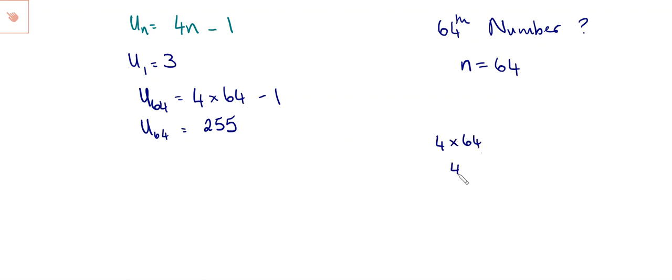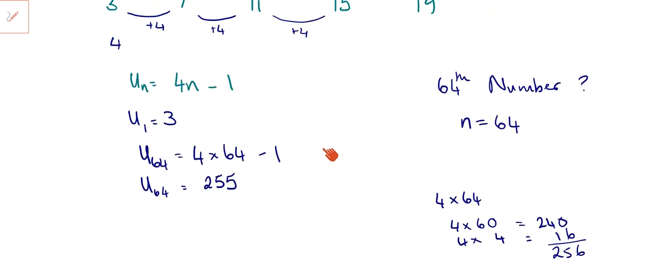I would do this as 4 times 60, which equals 240. And then 4 times 4 is 16. That makes 256, but then we have to take off the 1. So when you put n equals 64, you're finding the nth term of 64. The nth term is where we say any term you like. So when I say n is 64, I say I want the 64th term.